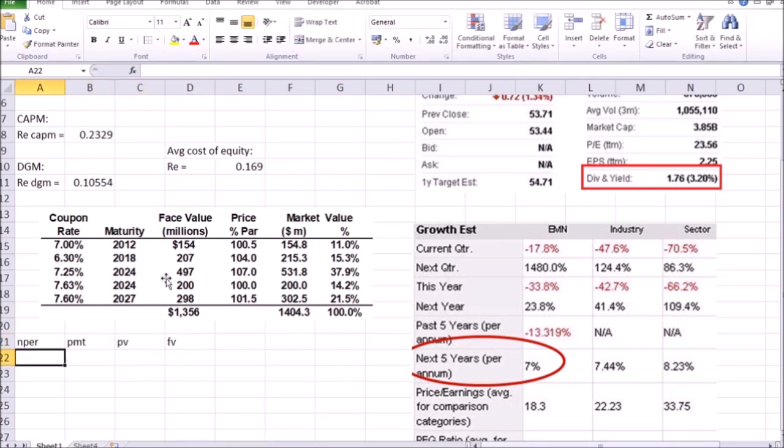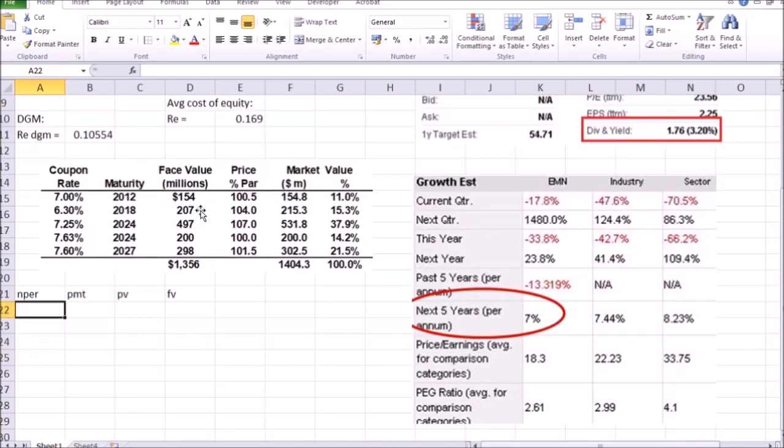So let's assume all of these bonds pay an annual coupon once a year only. And let's assume that the current year is the year 2010. Then the number of periods, in this case years until maturity, would be 2, 8, 14, 14, and 17 for these 5 issues of bonds. Let's also assume that the face value of all of these bonds is, just for simplicity, $1,000.